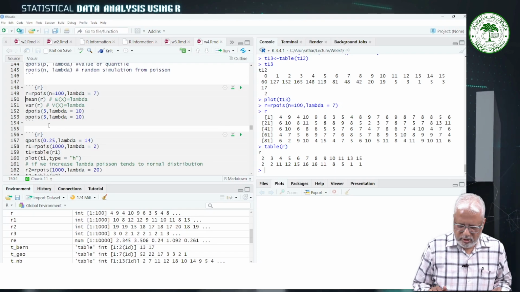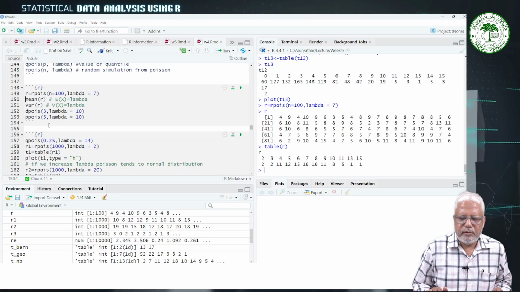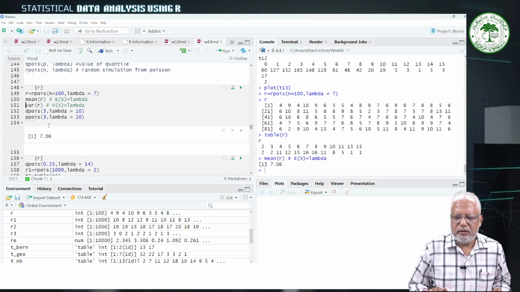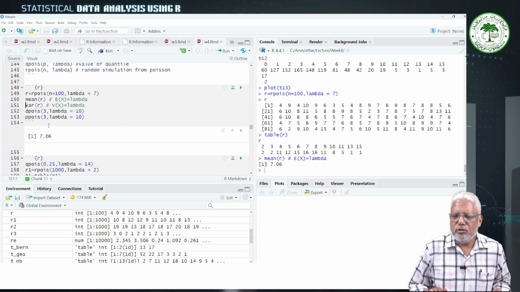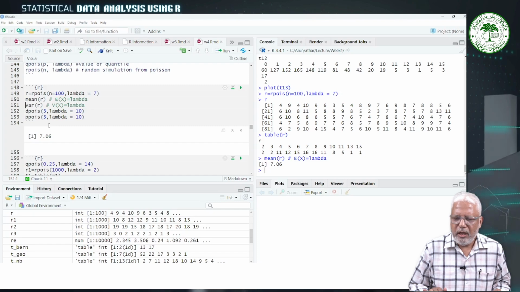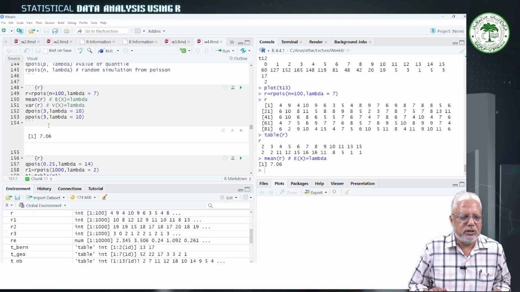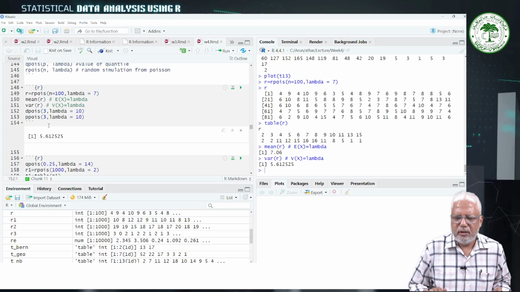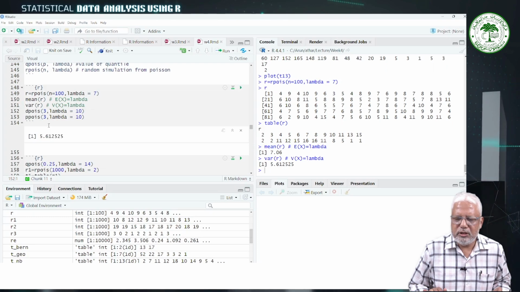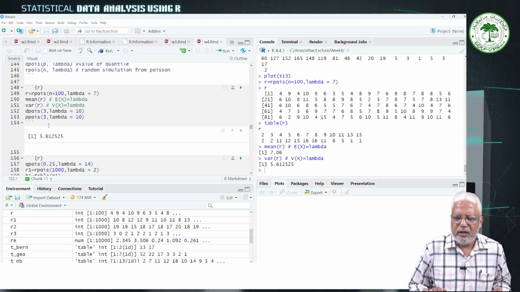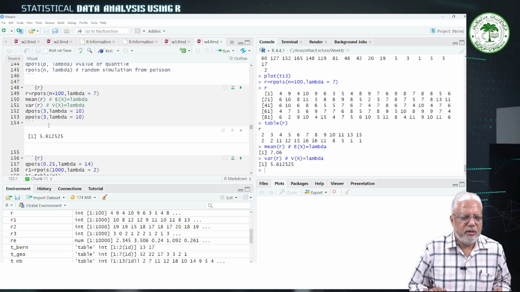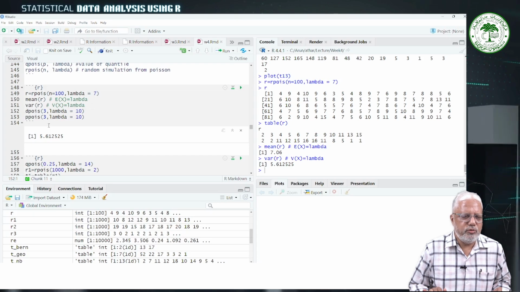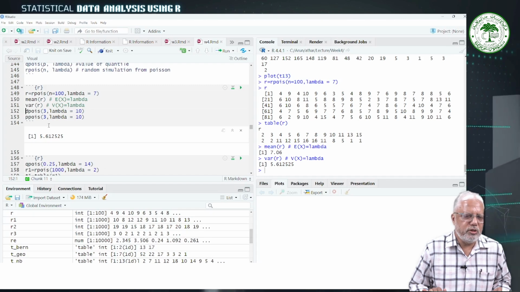So the mean of the simulated data is 7. The mean of a Poisson random variable is nothing but the value of lambda. Our value of lambda is 7 and the simulated data mean also comes out 7. The variance of x is also 7. It comes out as 5.6 in R, which is almost equal to 7. So this is the one distribution in which mean and variance are both the same. This is a typical distribution.